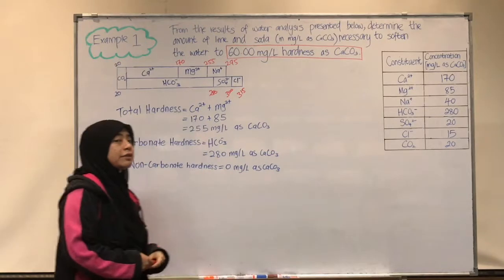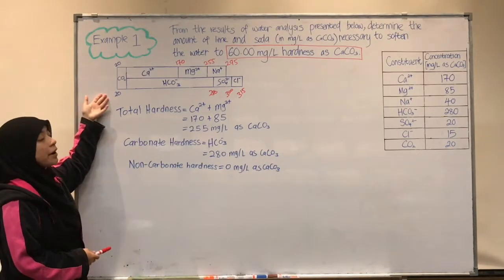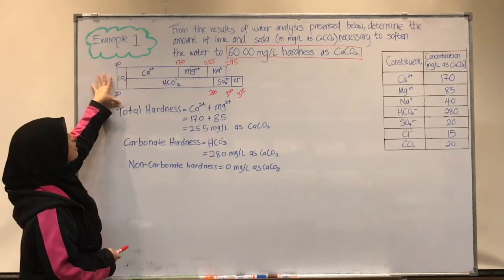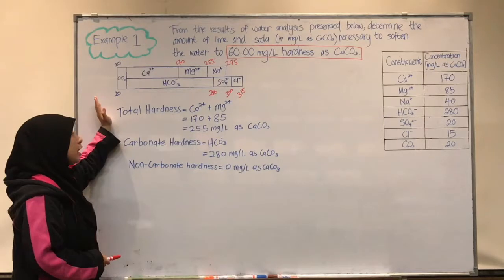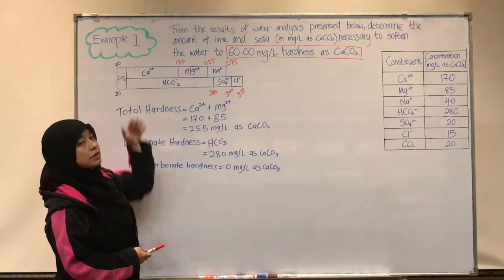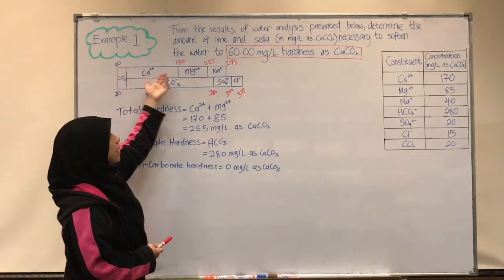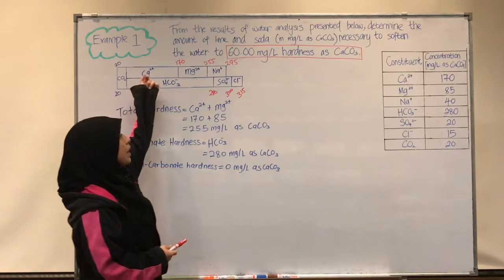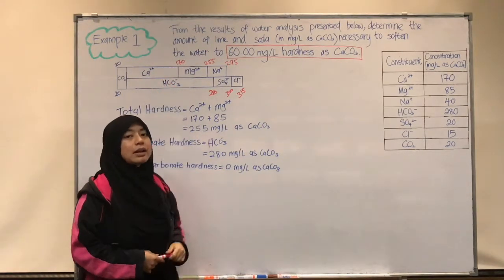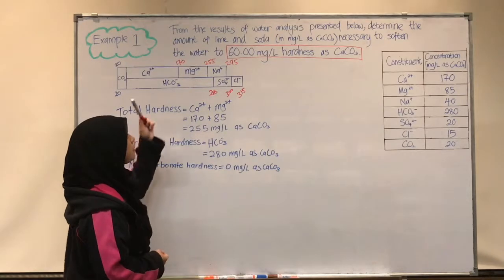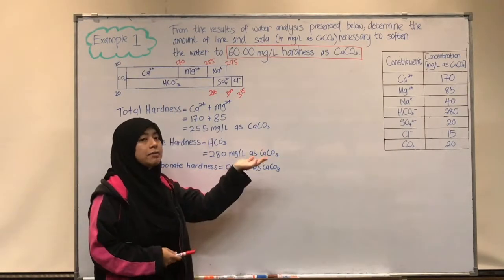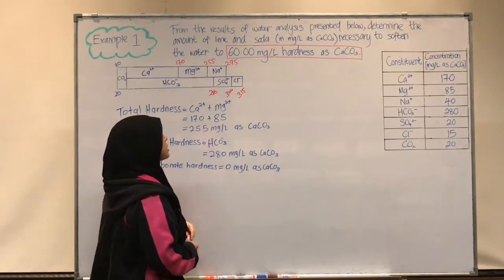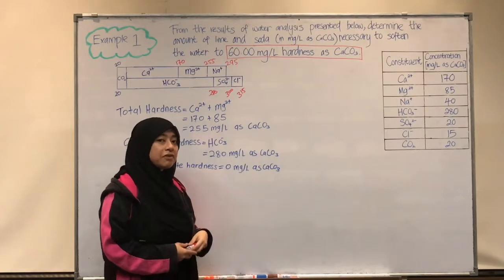As for the first step, we have to draw the bar diagram. We do the carbon dioxide first and label it: 20 milligrams per liter. Then we move on to the positive ions, which consist of calcium, magnesium, and sodium. For calcium, we have 170 milligrams per liter as calcium carbonate. Then magnesium, where we have 85 milligrams per liter as calcium carbonate. We add it to the previous value, 170, and get 255.